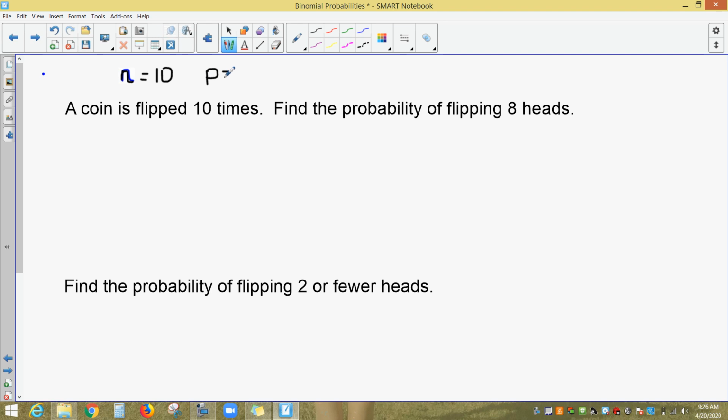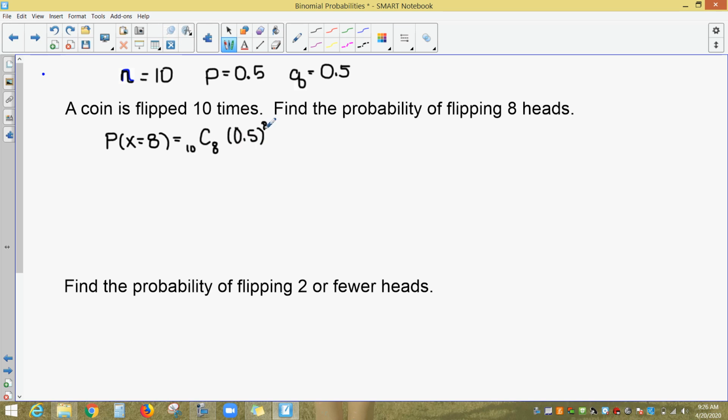Now I know when I flip a coin, the probability of flipping a head is 1/2. And that means the probability of flipping not a head, or a tail in our case, is also 1/2. If I want to find the probability of flipping 8 heads, no normal approximation is required here. I can take 10 choose 8. Out of the 10 coins that I flip, I want 8 of them to be heads.